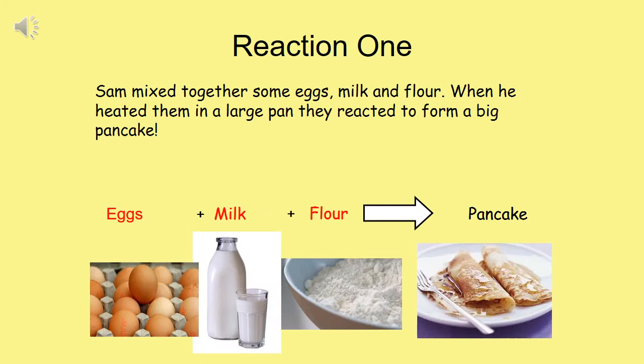So reaction 1. Sam mixed together some eggs, milk and flour. When he heated them in a large pan, they reacted to form a big pancake. So reading that sentence, I'm seeing that Sam is mixing together eggs, milk and flour. That's what Sam is starting with, so they are my reactants. They are going to go on the left. So I'm going to write eggs plus milk plus flour. And then it says they reacted to form a big pancake, so my product is a pancake. So I'm going to do an arrow. It goes to pancake at the end. And that is my word equation.